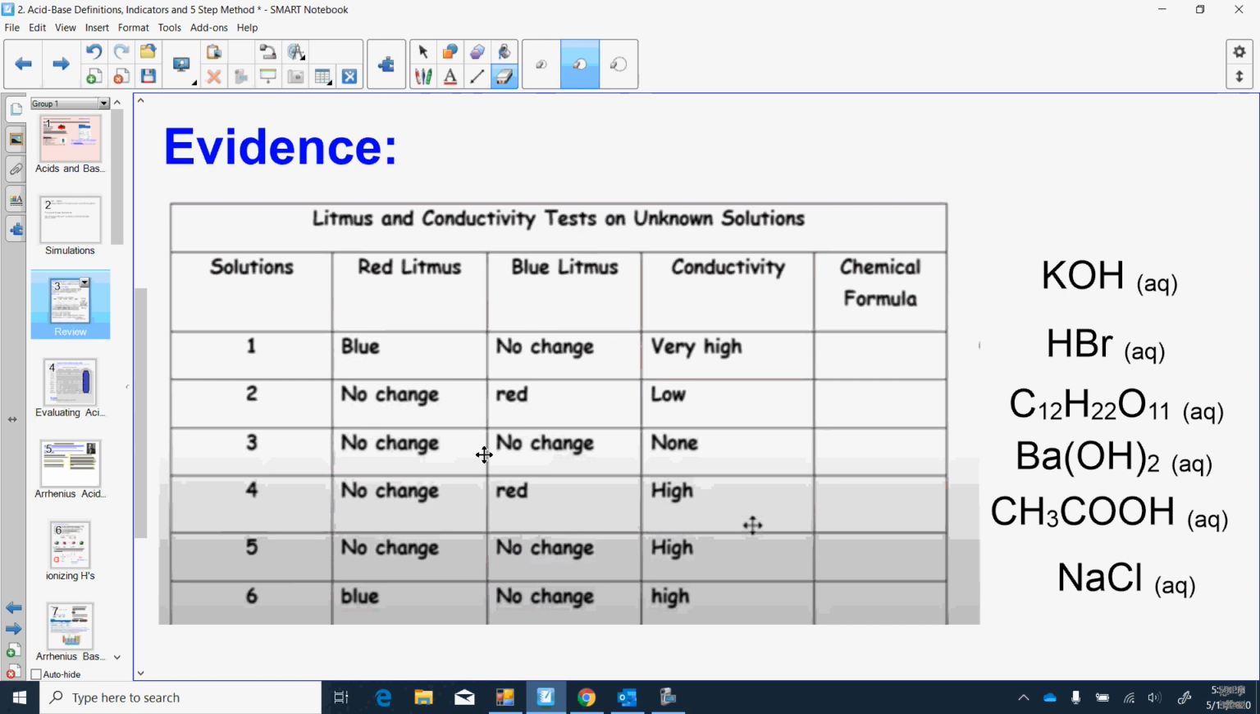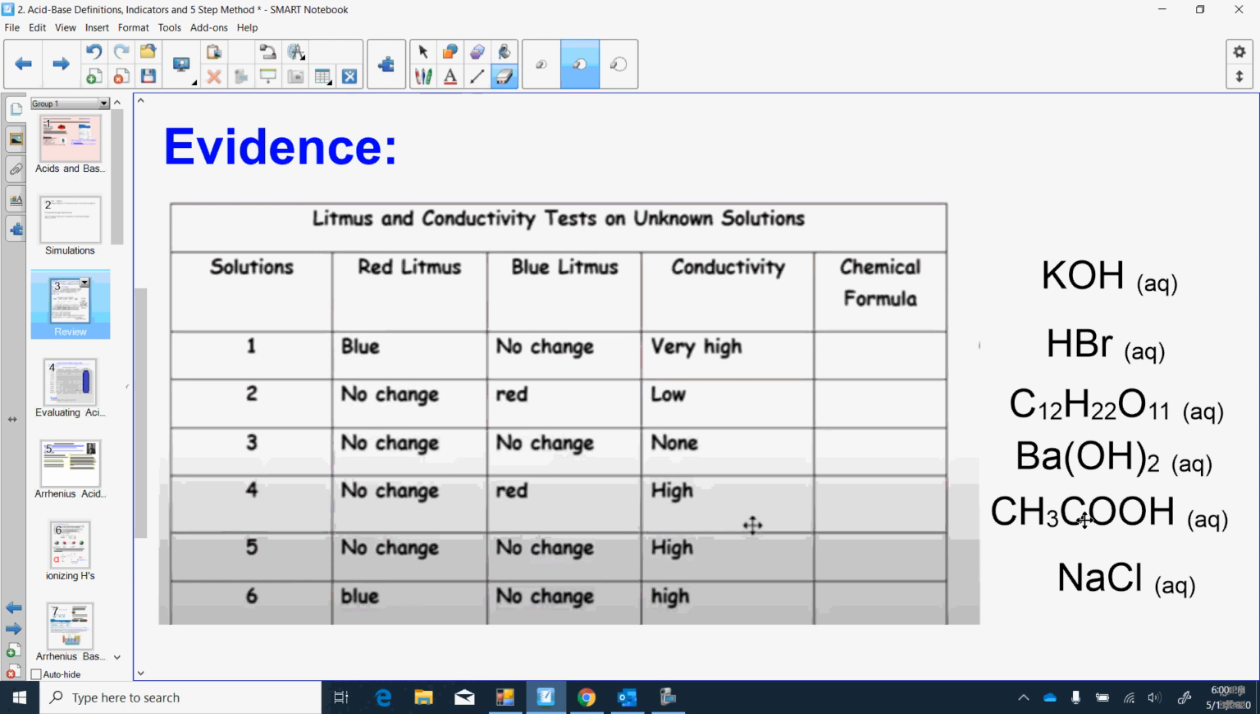Okay, so we're looking at this video, we've got some tests. How would we systematically go about this? Well, the first thing I think you should realize is that the first test they did is red litmus. And red litmus, when it turns blue, what's that tell you? If you're saying blue for base, blue is correct. B for base, B for blue. So we have 2 blue. So that's telling me that solution 1 and solution 6 are basic.